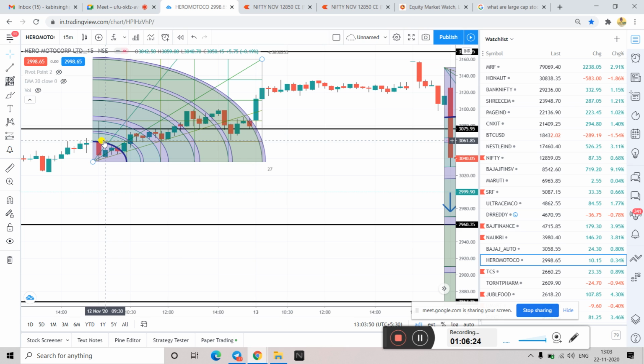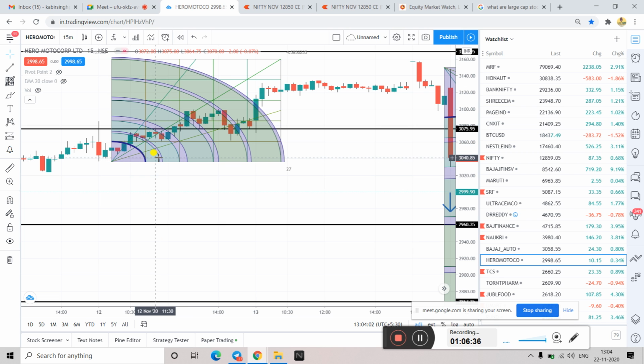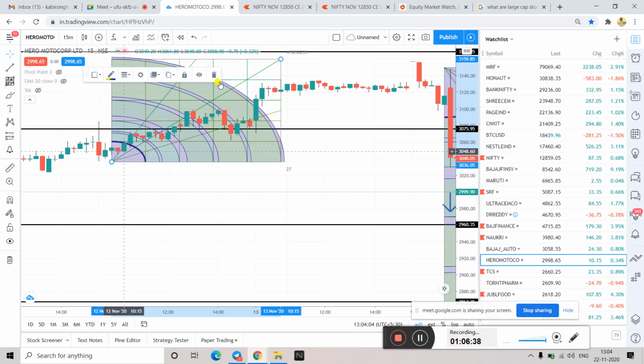Understood, right? How I am using. Remember that your first 15 minutes range is on GAN line 1 and GAN line 3. Then each line is your SNR, no difference. You can use it that way. It's a very good tool. You can implement or improvise with this also.